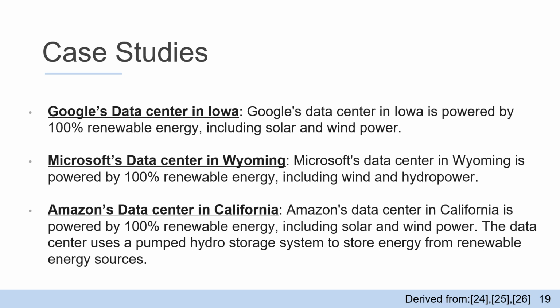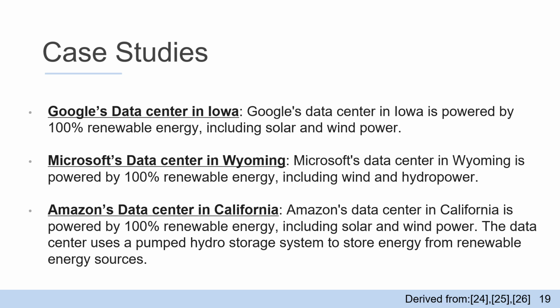Now let's move on to the case studies. I have selected a few data centers which run on 100% renewable energies that are implemented all around the globe. First is Google Data Center in Iowa. Google's data center in Iowa is powered by 100% renewable energy, including solar and wind power.